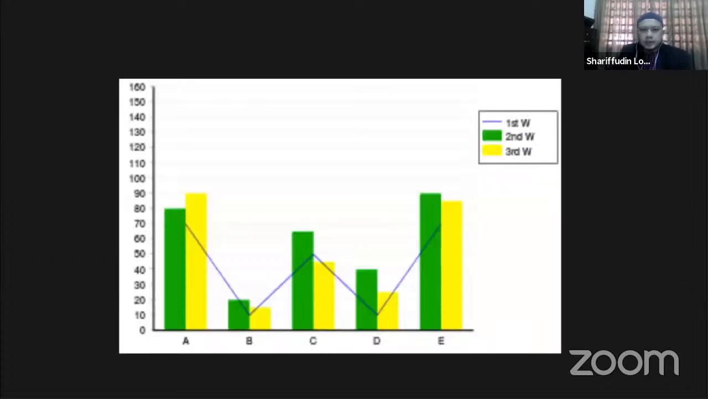Charts can also be mixed. Mixed chart means that you can have the bar chart and the line chart, to show similar or related data in different charts. And this is the example. You have the bar chart, and then we have the line also mixed in the bar chart.